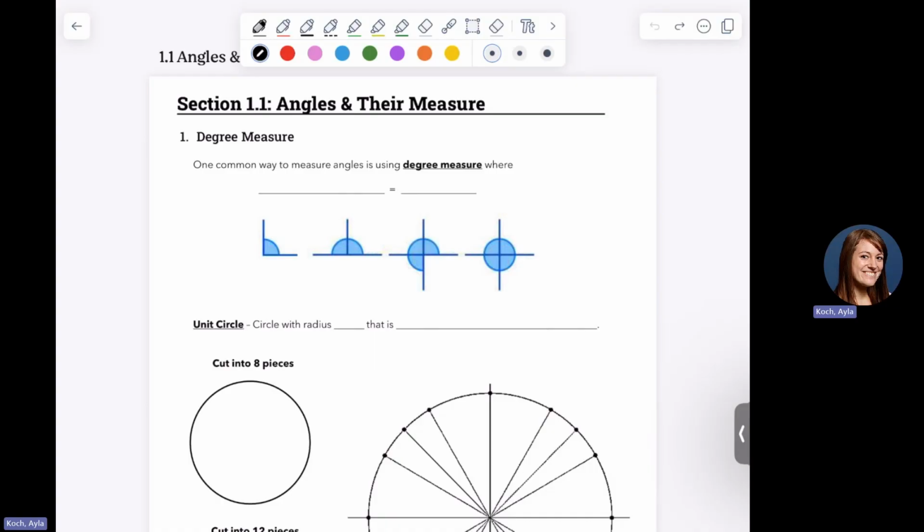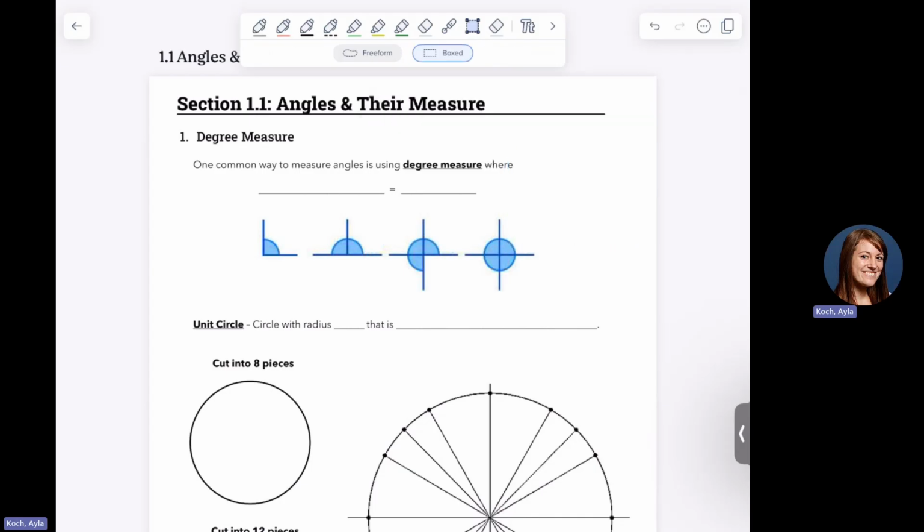So section 1.1, angles and their measure. We're going to start talking about angles. And I know you know what an angle is. You make a little thing like this, boom, an angle. That indeed is an angle. We're just going to go on a much deeper dive into it, and we're going to start with degree measure.